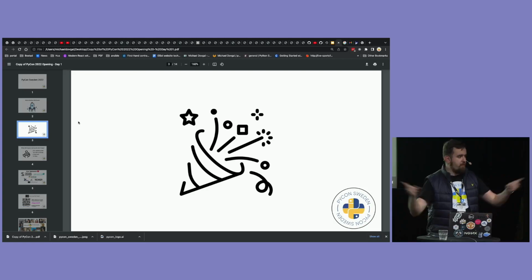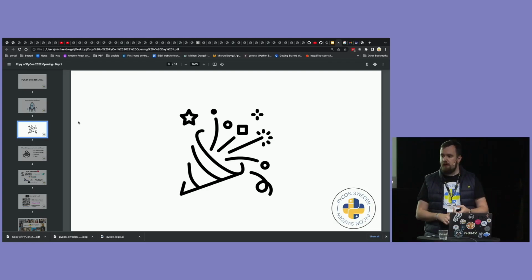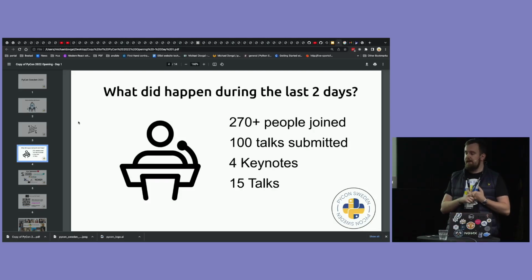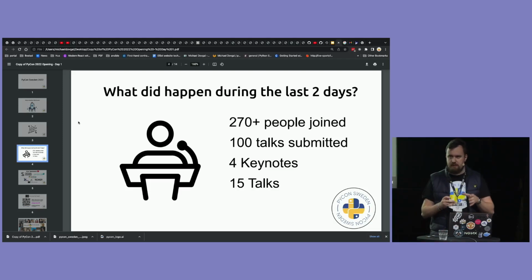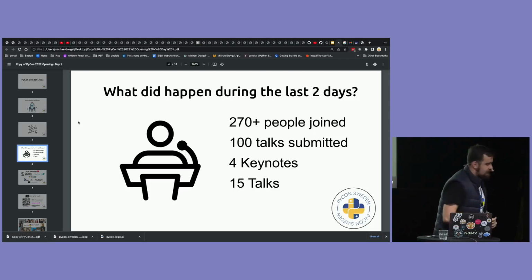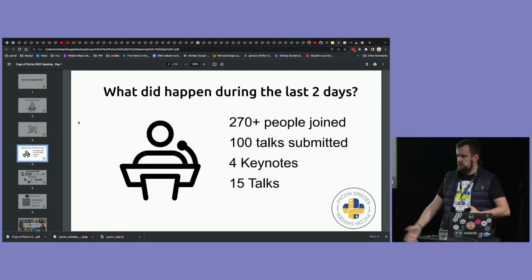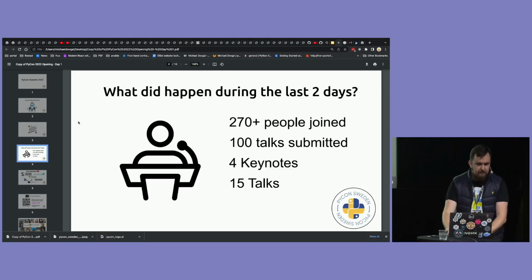I feel that it was a great success. We managed to fill the room with people. We were sold out, which is great. This year about 270 people joined, which is slightly less than the last time we were on site, but it's still a lot. We had about 100 talks submitted, by far the biggest number we've had; in previous years we had 30 or 40 talks. This year we had 4 keynotes and 15 different talks. I believe we had almost 6 or 7 workshops. We had 8 people signed up for the lightning talks, which is great. So thank you everybody who submitted and decided to join in that way. That's actually great.